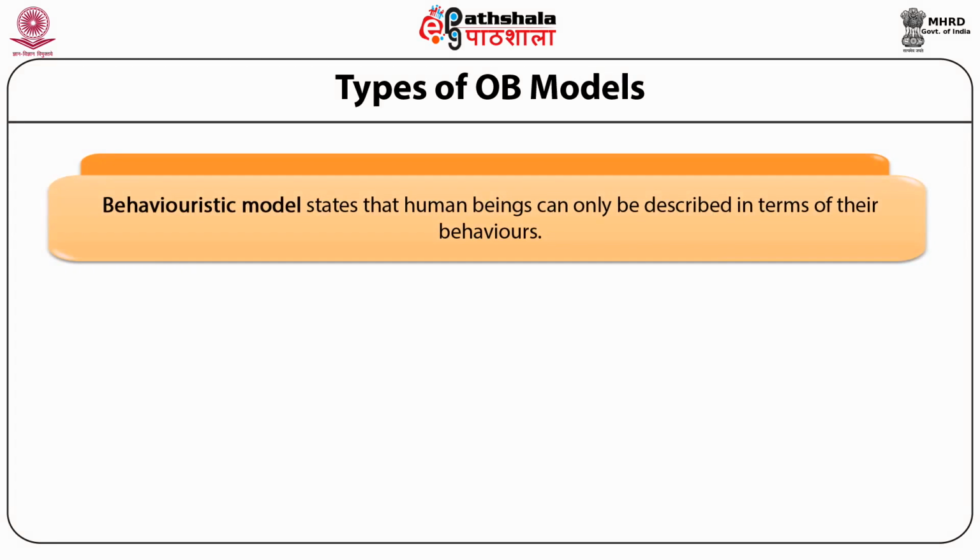Behavioristic model. This model states that human beings can only be described in terms of their behaviors. For this purpose of describing an individual, only observable behavior is considered. Humanistic model states that individuals are philosophical and not scientific.